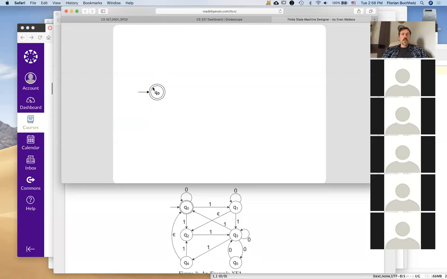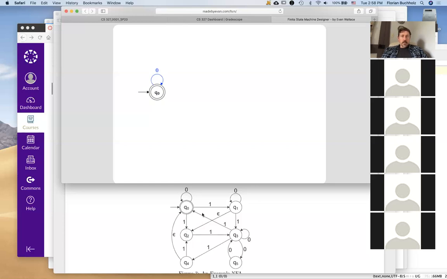There we go, like that. And that's all that's going to happen. Okay, on the 1 though, it's going to be more interesting now. So on a single 1, we can end up in Q1 as well as in Q2.